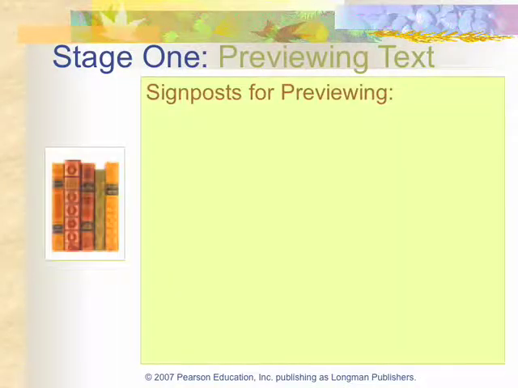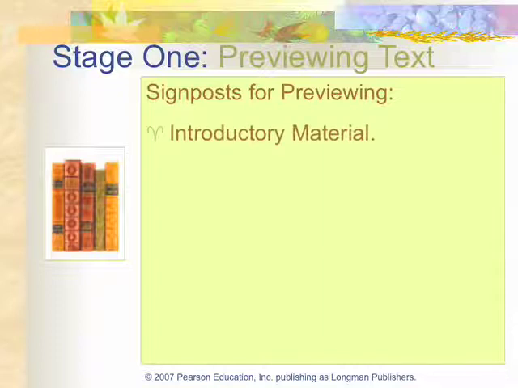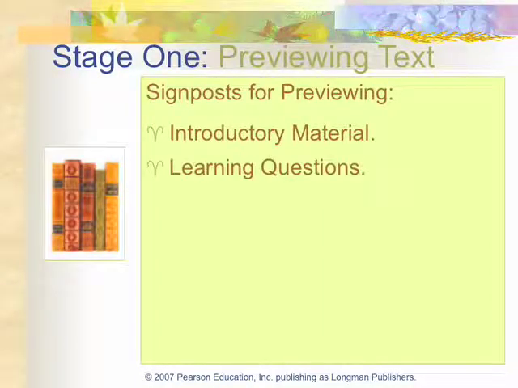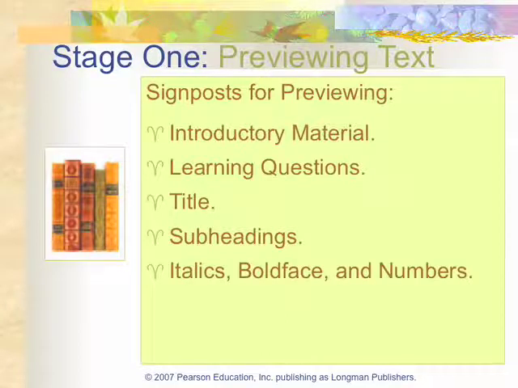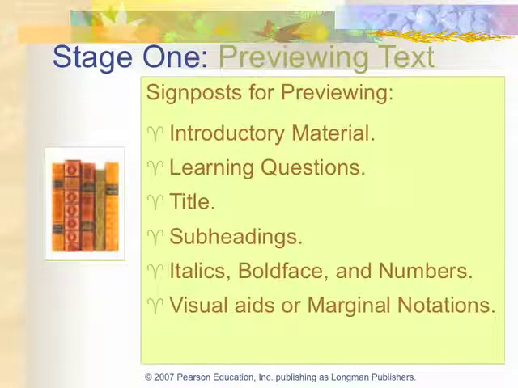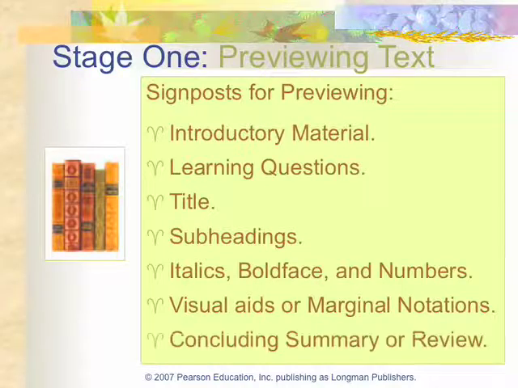Signposts for previewing. The first thing you do is read the introductory material. Then learning questions, if there is a recap of what is going to be talked about in that chapter or text. The title, subheadings, italics, boldface, and numbers, visual aids, notations, and absolutely the concluding summary or the review. This will give you a taste of that chapter so you know what you're getting yourself into.